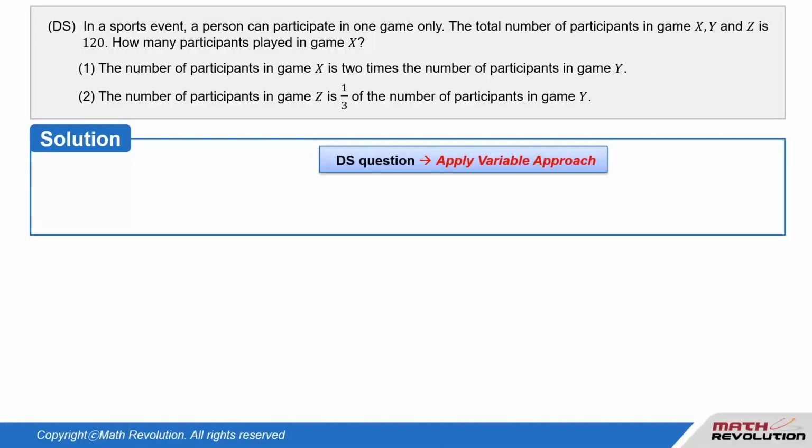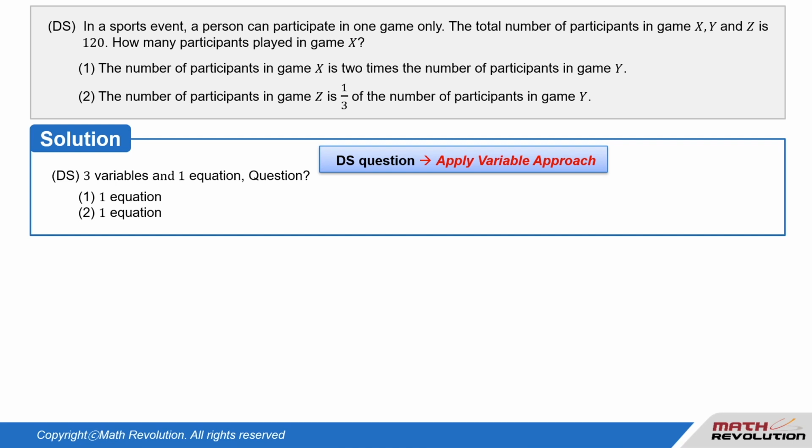We will solve this DS question using the variable approach. DS, 3 variables and 1 equation. Question. Condition 1, 1 equation. Condition 2, 1 equation. DS question with 3 variables and 1 equation. Let the original condition in a DS question contain 3 variables and 1 equation.